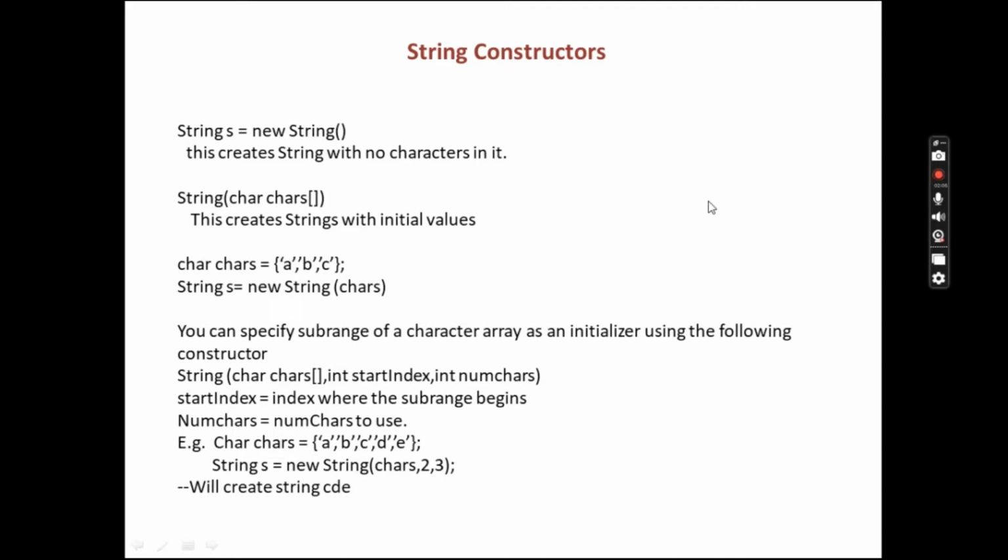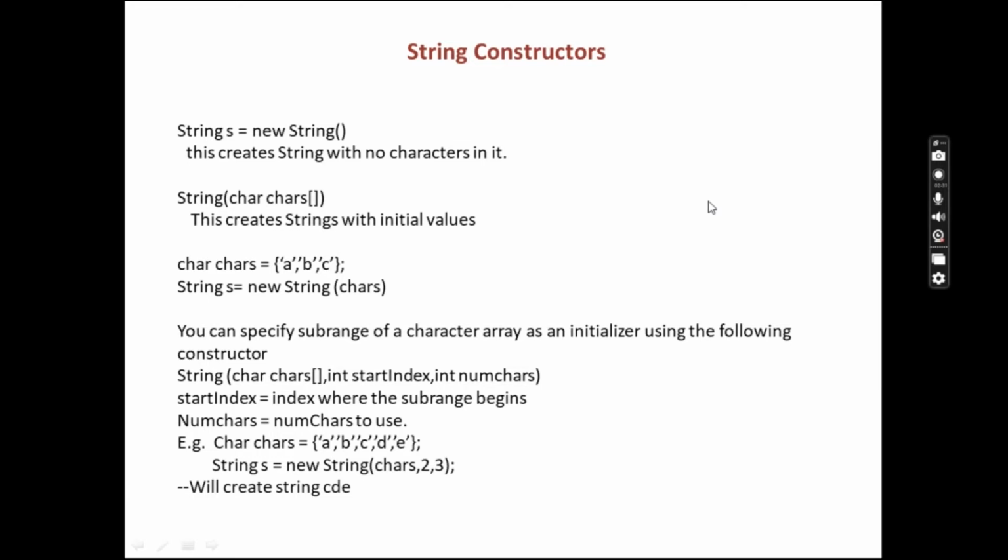String constructors. String s = new String(); This creates a string with no characters in it. String(char chars[]) creates a string with initial values. This is an example of string constructors. First is creating a string with no characters. Second is creating a string with a character array. And third is creating a string with a sequence of characters.